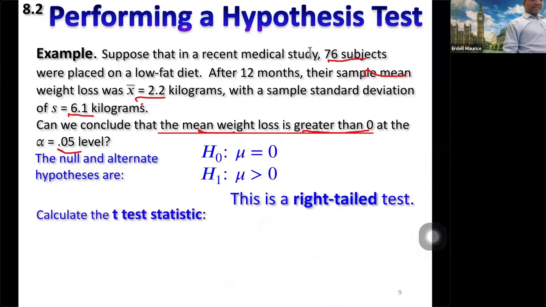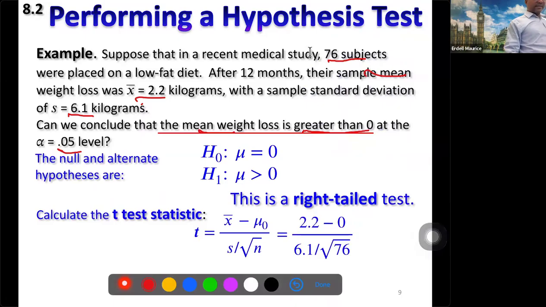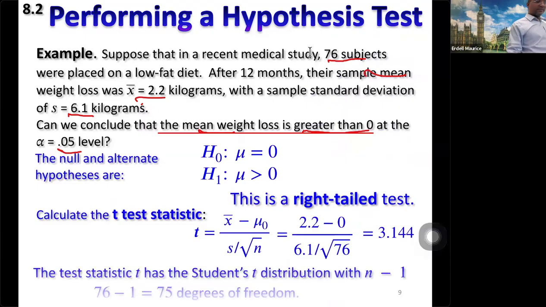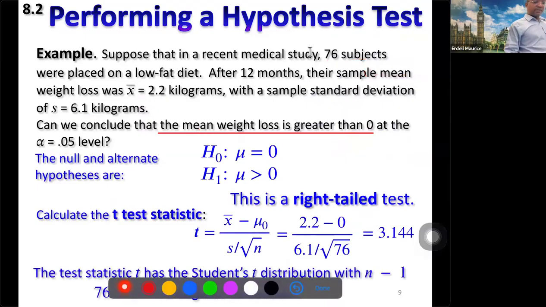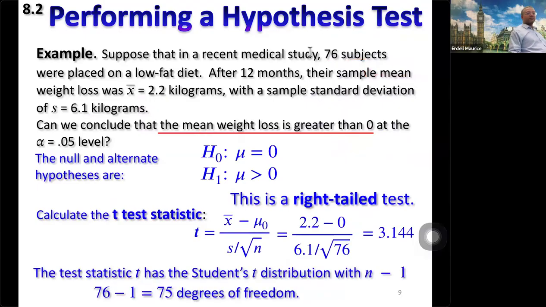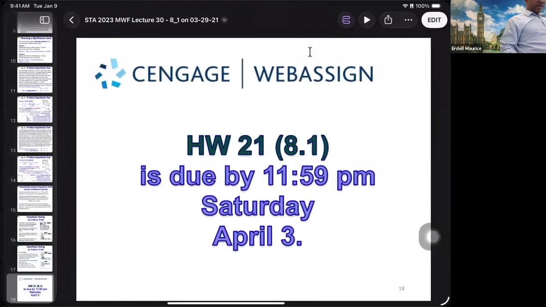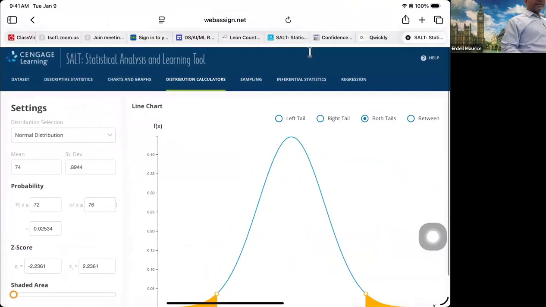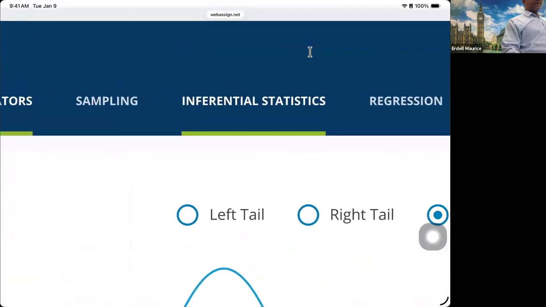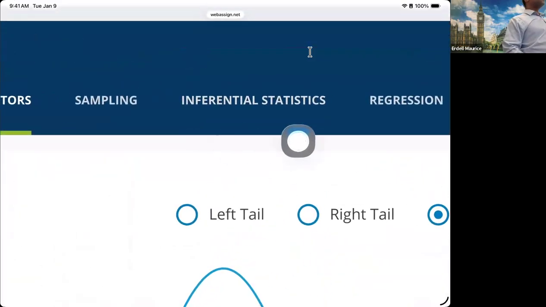All right, calculate the test statistic. I don't think we're going to need to do it by hand, but the answer right here is 3.144. We'll show you how to calculate all of these in one second. And your degrees of freedom is n minus 1, 75. All right, let's roll. Are you ready? Let's show you how to do this in SALT. Heading to SALT. And again, we head back over to inferential statistics.